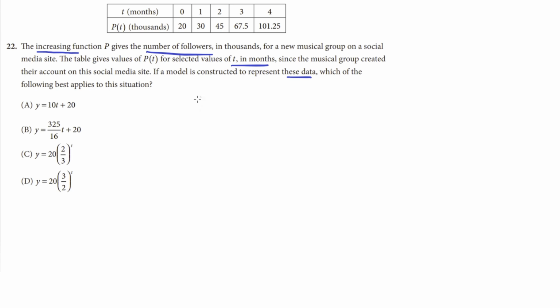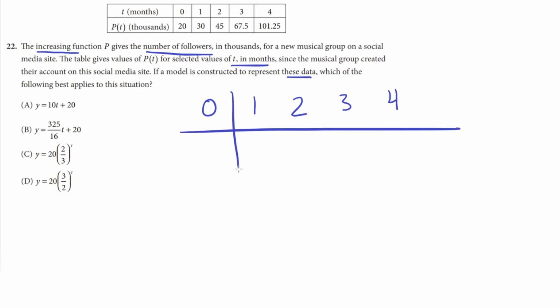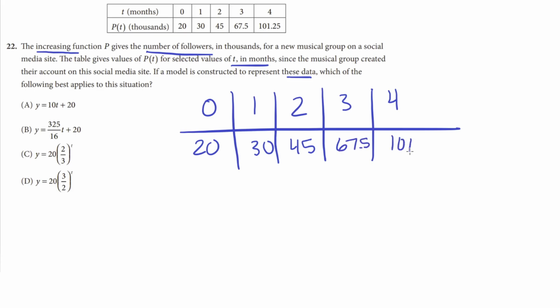So we can look at the data in this table. Let's rewrite this here so we can label around and measure some values. Looking at the answer choices, we have to distinguish whether this model is either linear, like in A or B, or an exponential graph, like in C or D. So let's look at the changes.